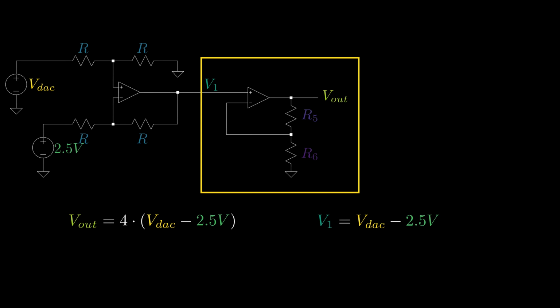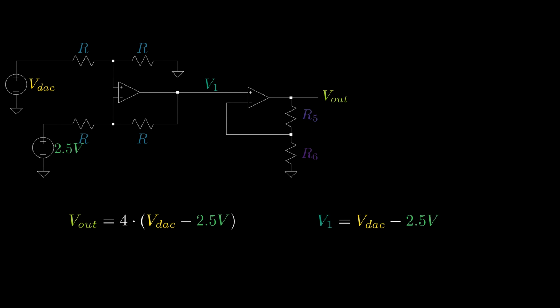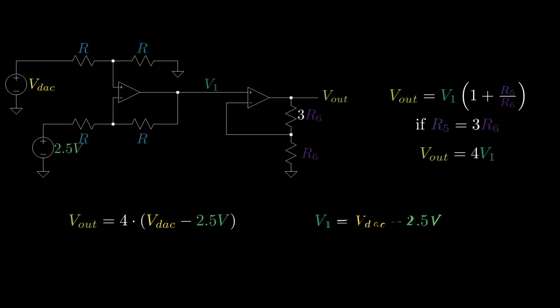The circuit in the box is a non-inverting amplifier. Because V1 is buffered, aka the op-amp has a low output impedance, as well as the fact that the second op-amp has a high input impedance, we can ignore all loading effects. Writing Vout in terms of V1, we notice that if R5 is 3 times R6, we get a gain of 4. Now we have recreated our target scaling function using the circuits shown.